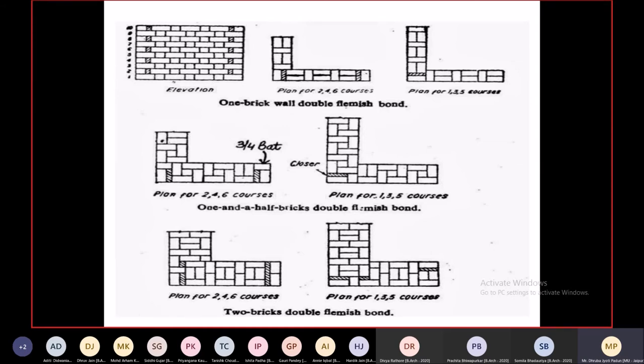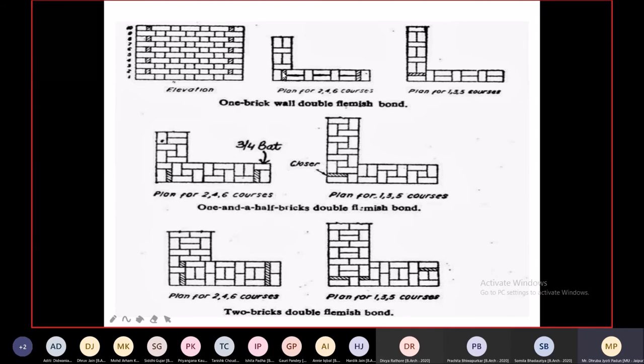What happens in English bond? We have one course of headers and the next course of stretchers. But in Flemish bond, one course consists of headers as well as stretchers. And if you look at the plan, it is a little different from English bond. We need to arrange the bricks in this orientation to get the stretchers, and then we have to place the brick to get the headers. So header, stretcher, header, stretcher.